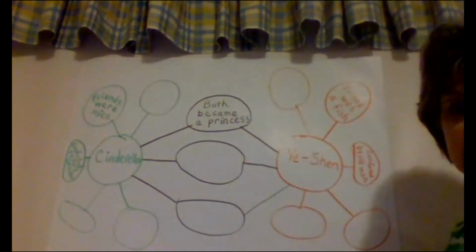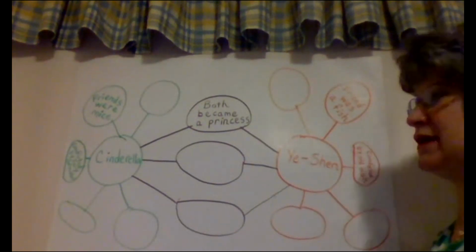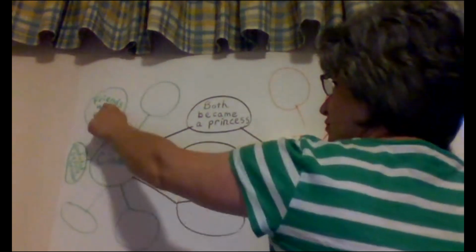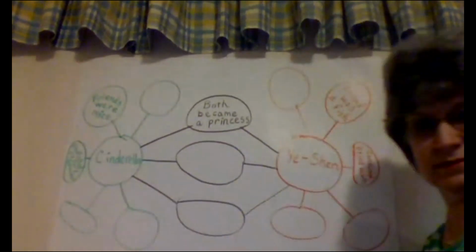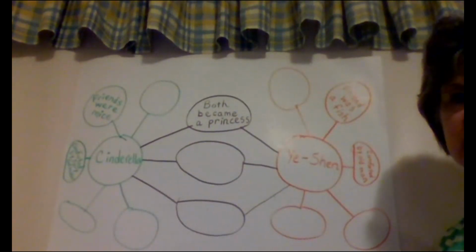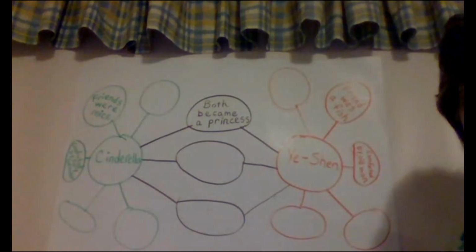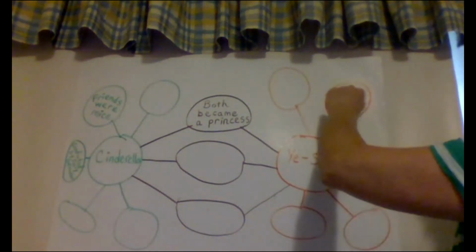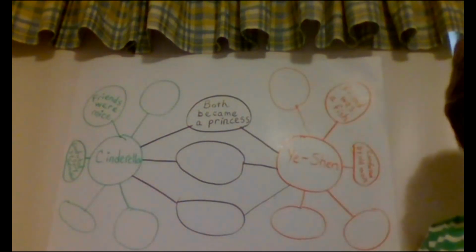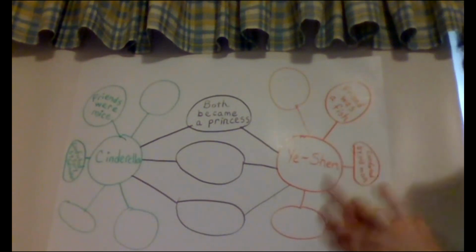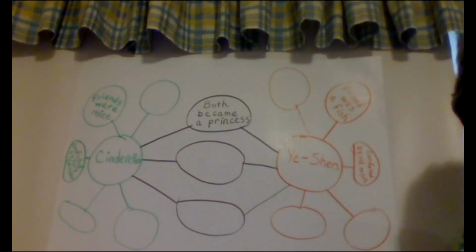So in our classic Cinderella that we enjoyed having read to us today, Cinderella's friends were mice, okay, in the classic version. In Ye-Shen, however, she only had one friend, and her friend was a fish, okay? So that is one way that I noted that they are different.